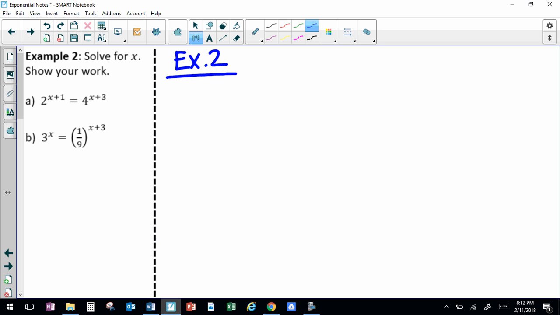All right, so on part B, we have 3 to the x power equals 1/9 to the x plus 3 power. Okay, so these are not the same base, but I could change this base to 3 raised to some power. And how you know that is that 9 is if I did 3 squared. But since it's a fraction, then you know it has to be, instead of squared, negative 2. The negative is what makes it a fraction.